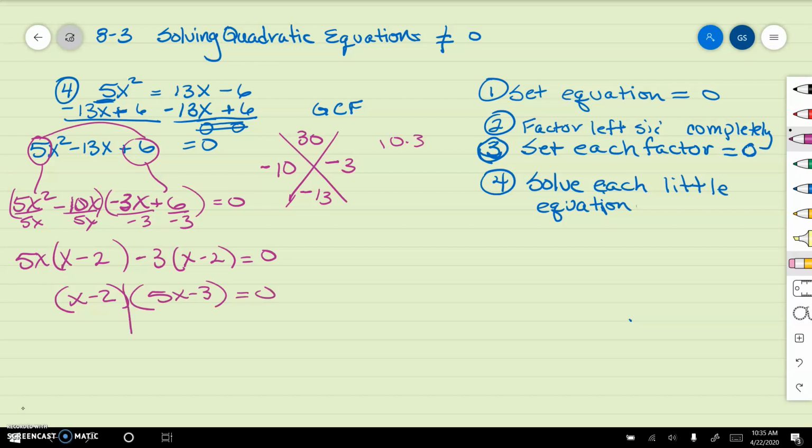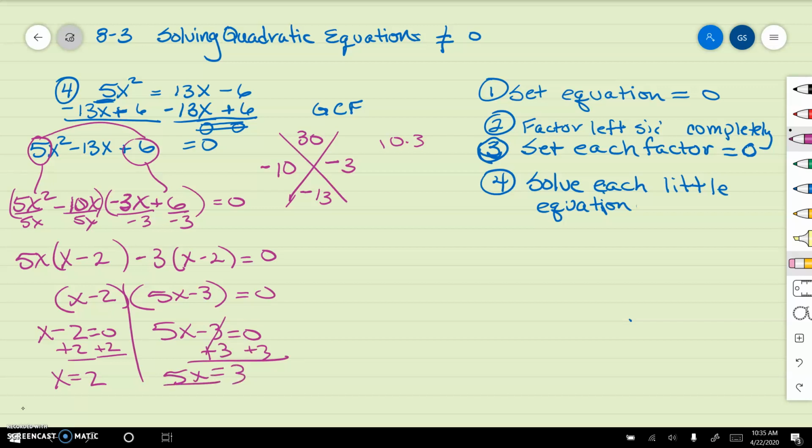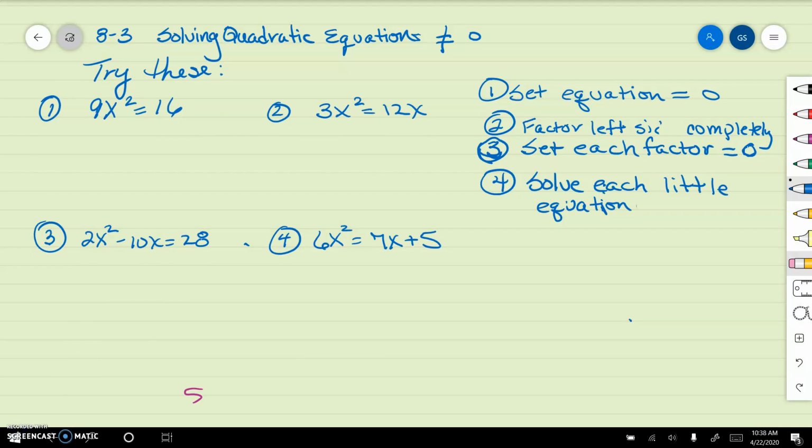Those equal 0. We split them into two problems. X minus 2 equals 0. 5x minus 3 equals 0. This guy is going to be x equals 2. We're adding 2 to both sides. And this guy here, we're going to add 3. And you get 5x equals 3. And then you divide by 5 on both sides. And you get x equals 3/5. There are two solutions. The first one is 3/5. And the second one is 2. And that's that.